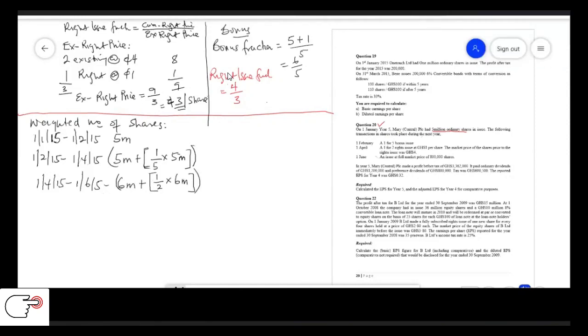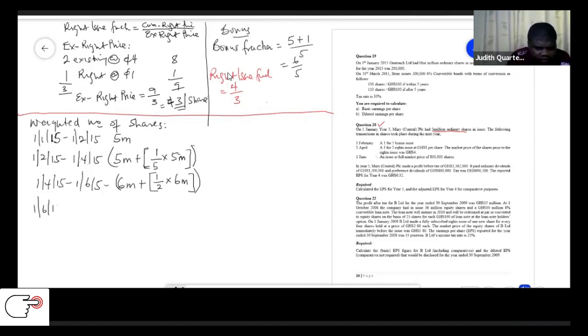Yes. Then on 1st June 2015, they made another issue of 800,000. So that was there up to the end of the year 2015. So this half will give us 3 million. Adding this will give us 9 million. So 9 million plus 800,000. We now multiply by the period. When we add all the periods, it should be equal to 12. Otherwise, we are wrong.